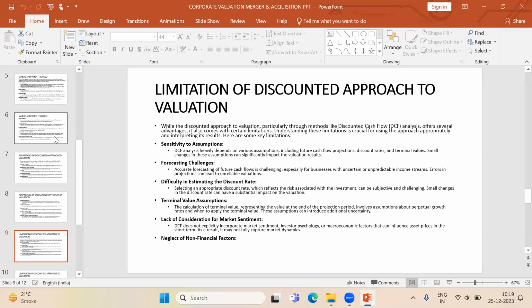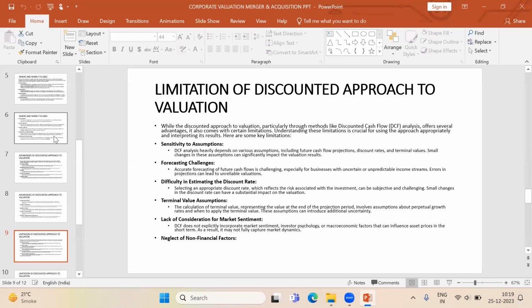Forecasting challenges. Accurate forecasting of future cash flow is challenging, especially for businesses with uncertain or unpredictable income streams. Errors in projection can lead to unreliable valuation. Difficulty in estimating the discount rate. Selecting an appropriate discount rate which reflects the risk associated with the investment can be subjective and challenging. Small changes in the discount rate can have a substantial impact on the valuation.